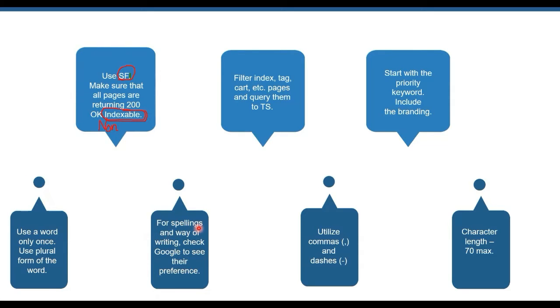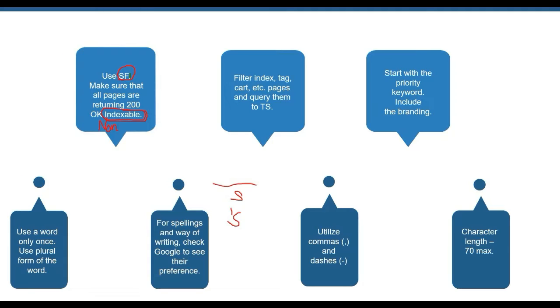Next, we have spellings and way of writing. Okay, we can always check Google to see their preference. Sometimes we are wondering, is it Uncle George kitchen stuff, or Uncle George apostrophe S kitchen stuff? Uncle George with S, or Uncle George apostrophe S, or just Uncle George. Okay, which one is better, or which one would the client prefer?